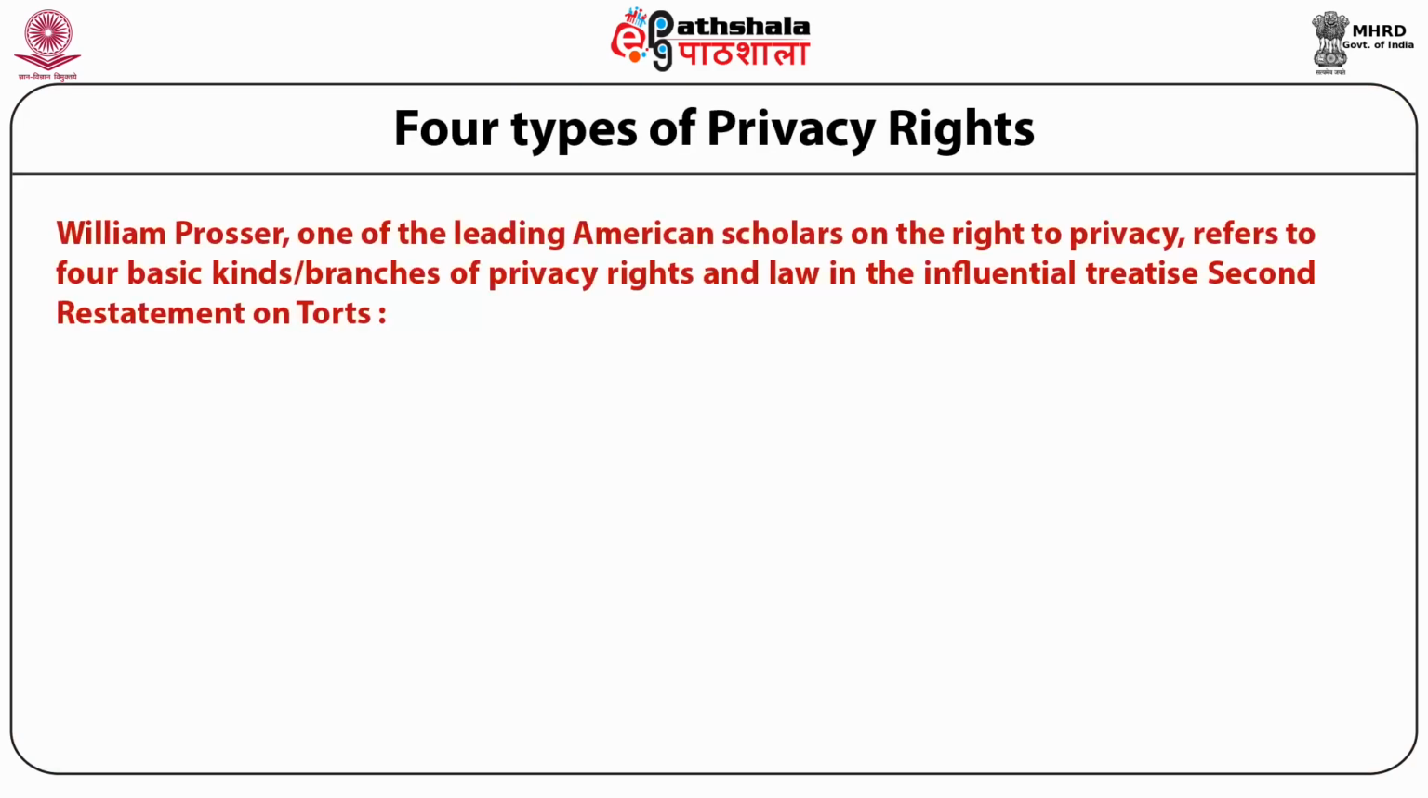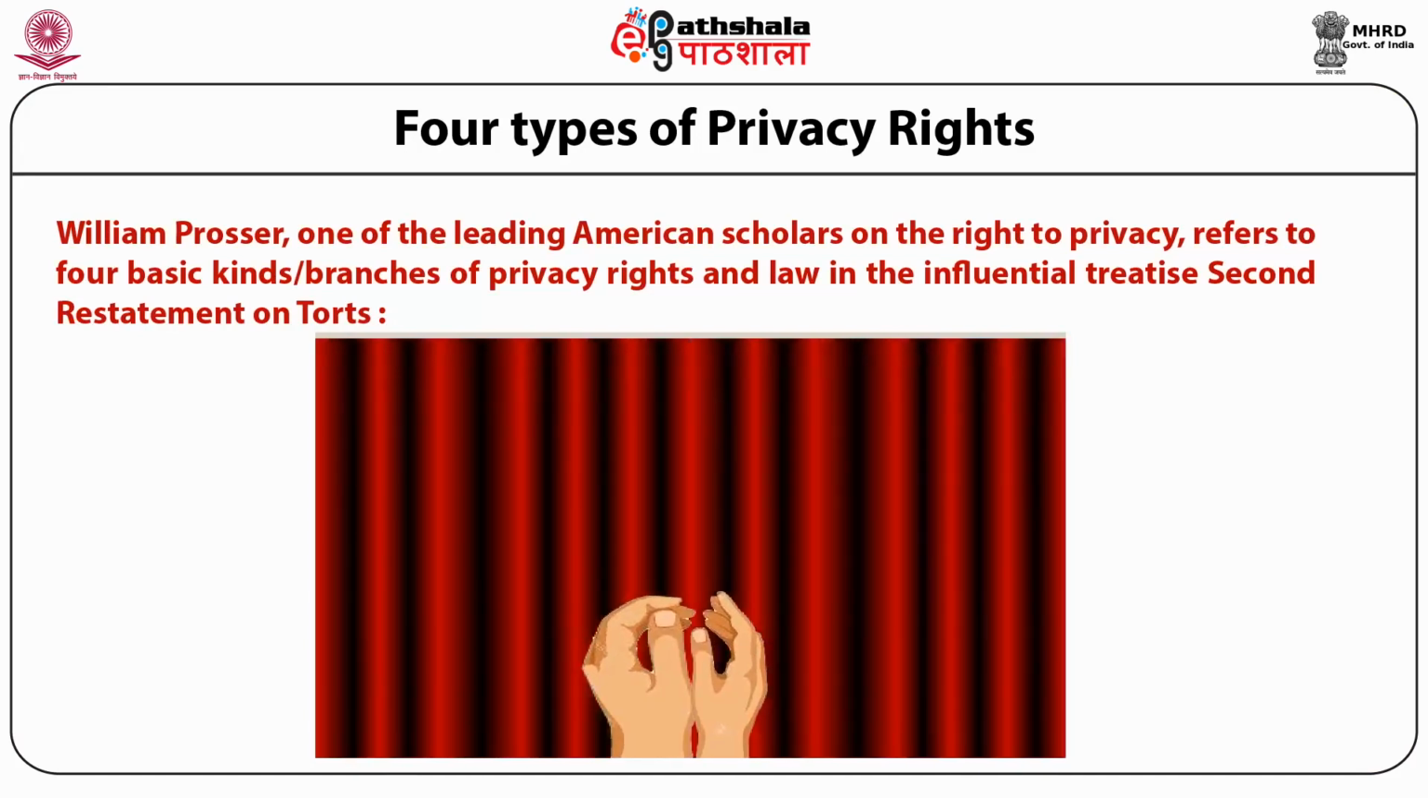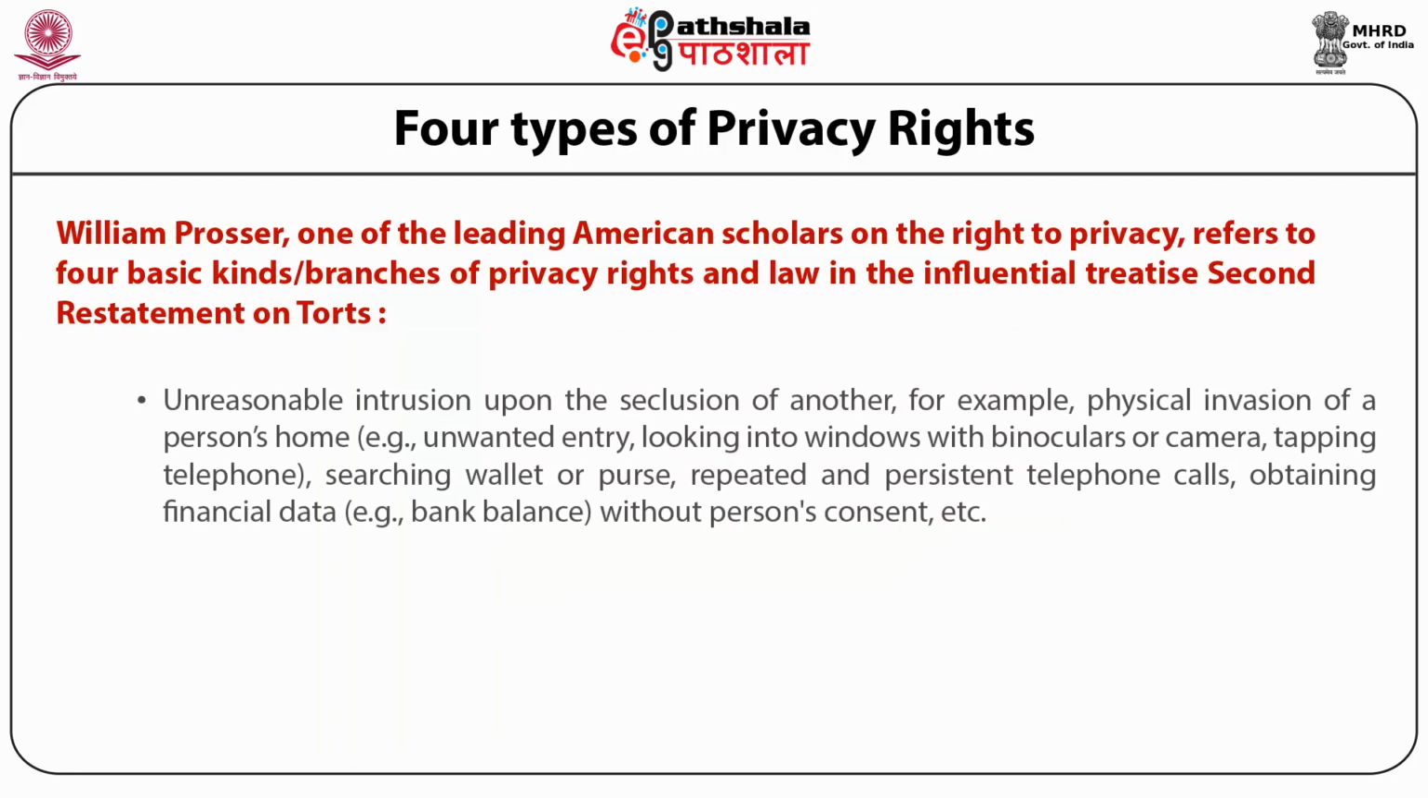Now, William Prosser, one of the leading American scholars on the right to privacy, refers to four basic kinds of branches of privacy rights. And he refers to these four branches in the influential treatise, the Second Restatement on Torts in the United States. Let's look at the first category. Prosser categorizes unreasonable intrusion upon the seclusion of another as a privacy right. Essentially, the state should not unreasonably intrude upon somebody else.